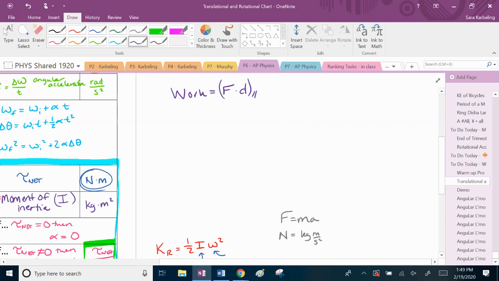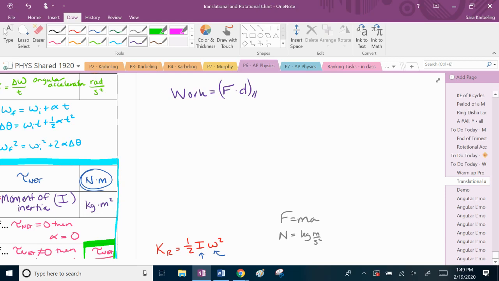Because remember, with an object like this, if I move it like this, am I doing any work? No. How do I remember that? Because if I'm doing work, I have to be changing the energy, right? Work-energy theorem, do you remember this? Work equals change in energy. If I'm moving at a constant speed, I'm not changing its kinetic energy. And I'm not changing its gravitational potential energy. There are no springs involved. So I'm not changing the energy, which means I'm not doing any work.